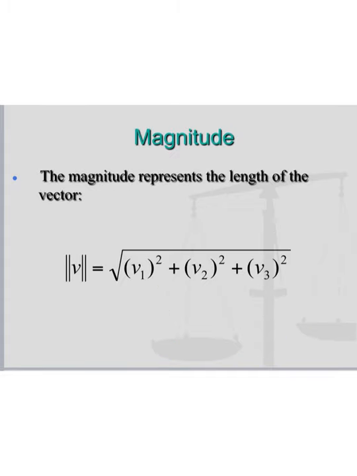For our magnitude, just like the other formulas, it remains the same except we're adding on an extra component here. So I have my x component squared, my y component squared, and now my z component squared. We'll add them all together and then take the square root.